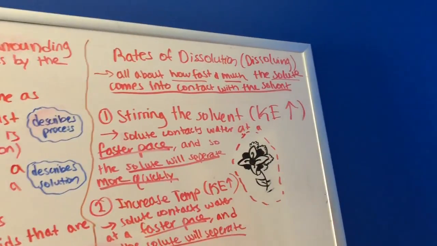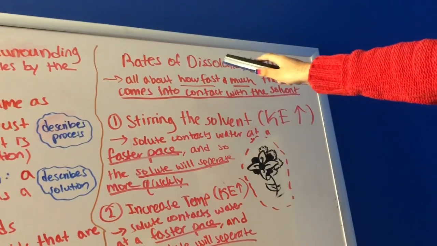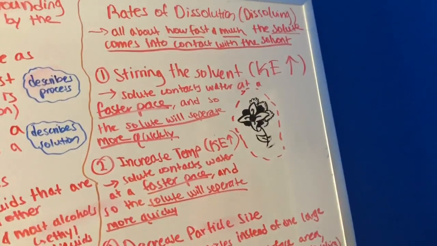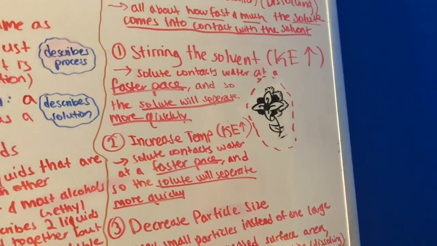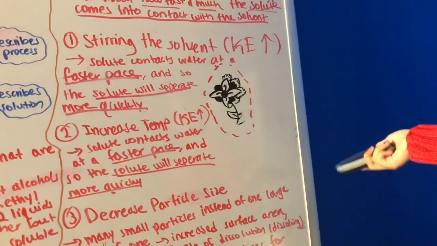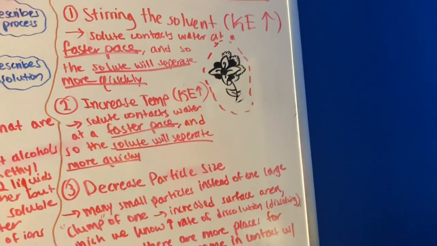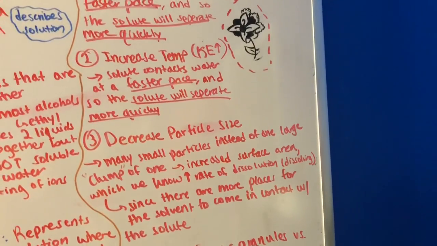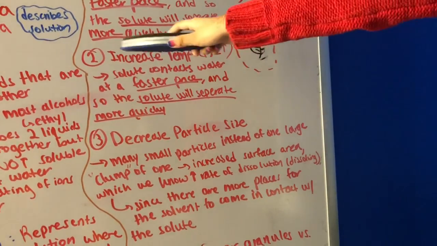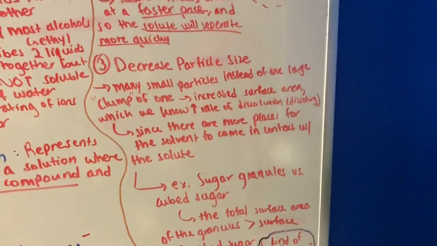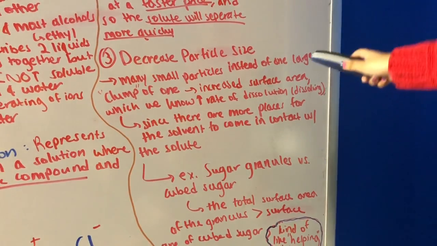The rates of dissolution, or dissolving, are all about how fast and how much the solute can come into contact with the solvent. One is stirring the solvent, which increases the kinetic energy, so the solute contacts the water at a faster pace and can separate more quickly. Two is increasing the temperature, which also increases the average kinetic energy, so the solute will contact the water at a faster pace once again, and will separate more quickly.